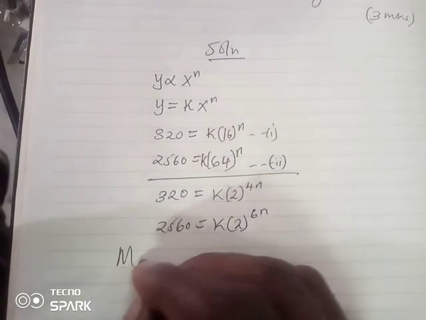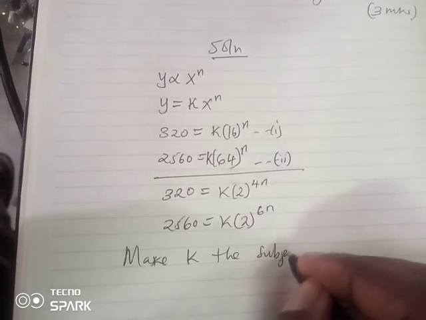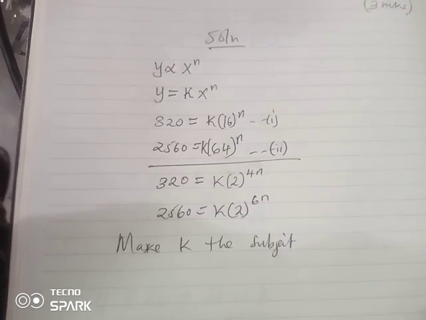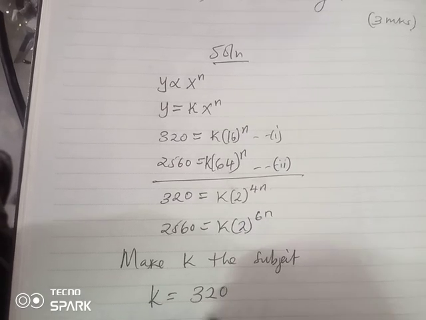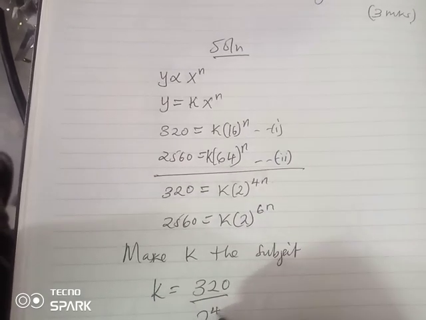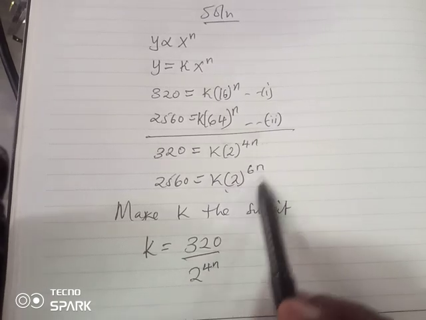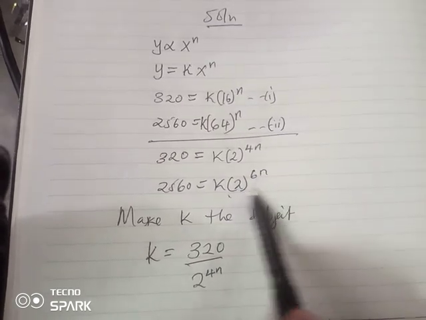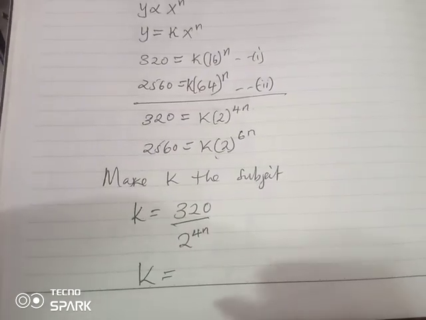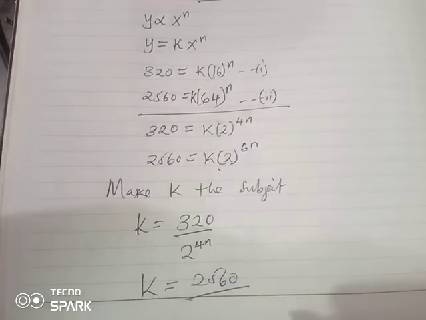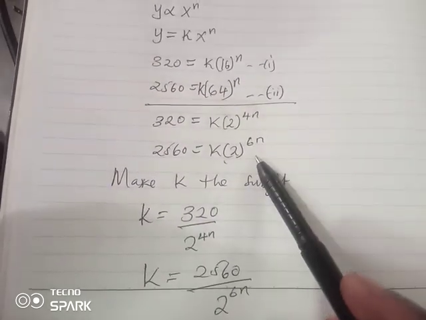Then let's make k the subject in each case, and therefore from equation 1, k will be equivalent to 320 all over 2 power 4n. I hope we can see that clearly. I am dividing by 2 power 4n on both sides, and again the other k in equation 2 will also be equivalent to 2560 all over 2 power 6n. That one has come from our equation 2.